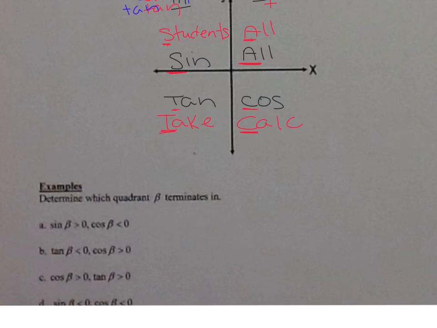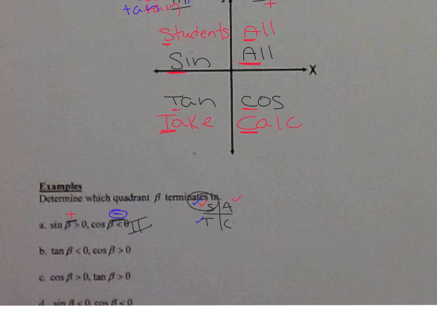Okay, so let's look at these problems down here. It says determine which quadrant beta terminates in. So here I have sine is greater than 0, that means it's positive. Cosine is less than 0, that means it's negative. All right, so you're going to draw a little axes like that and put in there all students take calc. All right, so you put little check marks. Sine is positive in quadrant 1 for all and quadrant 2 for sine. Cosine is negative in quadrant, remember it's only positive in 1 and 4, so that means it's negative in quadrant 2 and quadrant 3. So therefore, sine is positive, cosine is negative, is in quadrant 2. So the answer is quadrant 2.